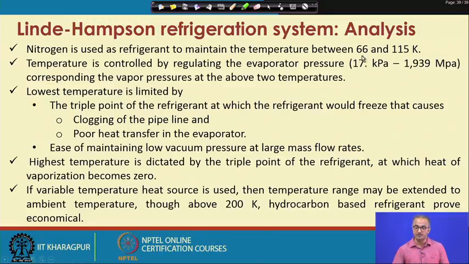And as you can see from here, at 66 K, the vapor pressure is much lower than the ambient pressure, that is about 101 kilopascal. So we find that we need to maintain vacuum to achieve such a low temperature using nitrogen, and that is why the lowest temperature is limited by, first, the triple point of the refrigerant at which the refrigerant would freeze. We know that at the triple point any substance would solidify, and then if it solidifies, what happens? There could be clogging of the pipelines.